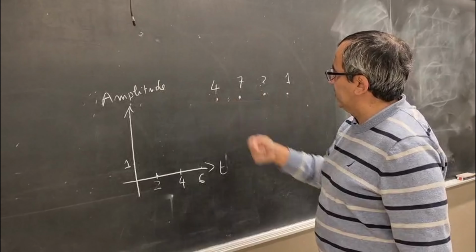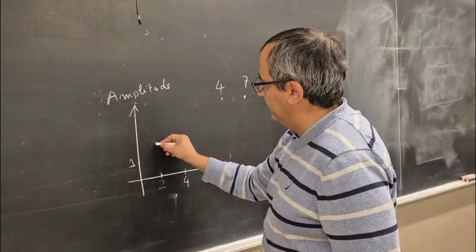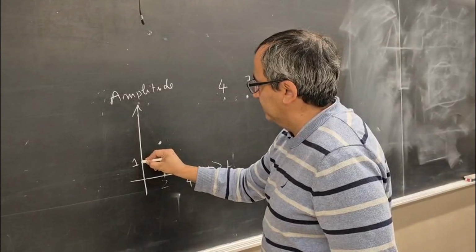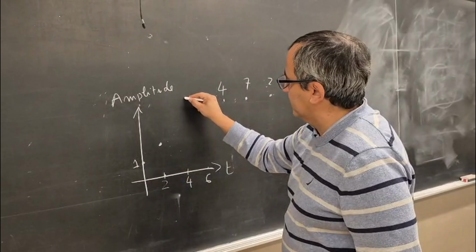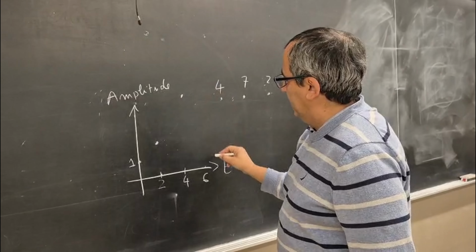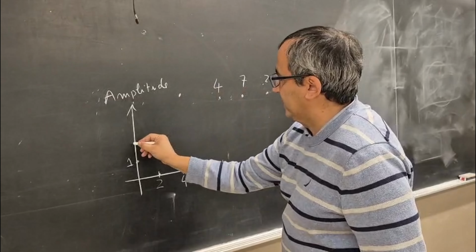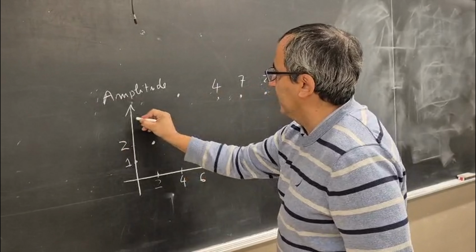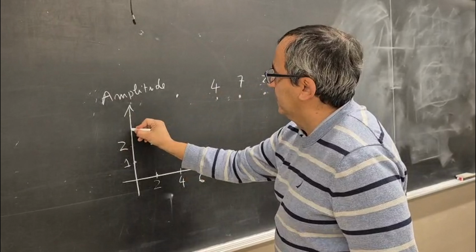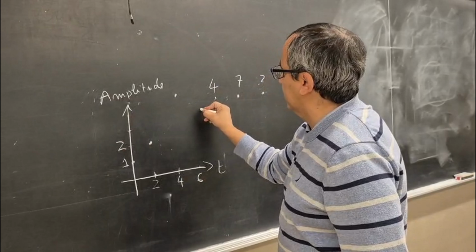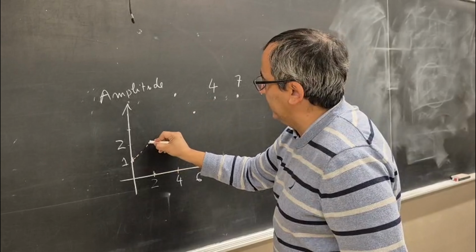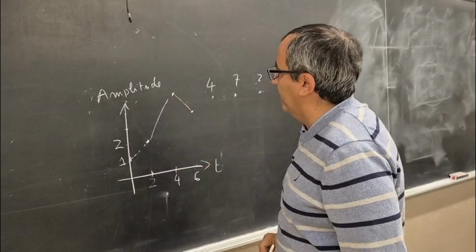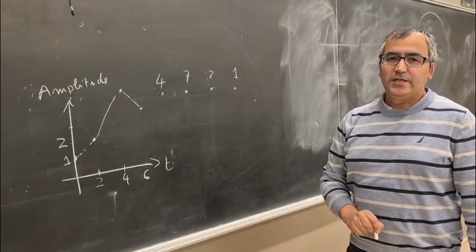At t2, so it's moving in this direction, we have here 2. And then we have here 7, so somewhere like this. And here we have 4, so this one is 2, and 4, maybe 3, 4 is here. So you can plot the curve of what the observer is observing.